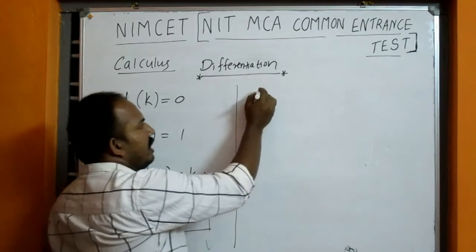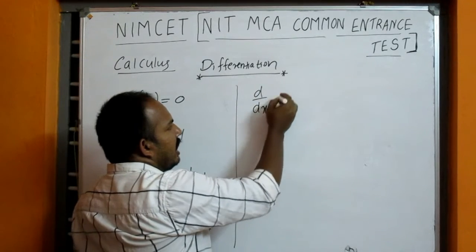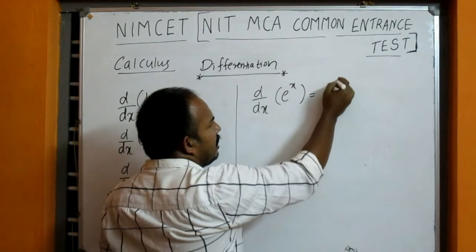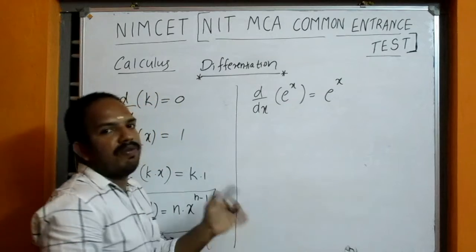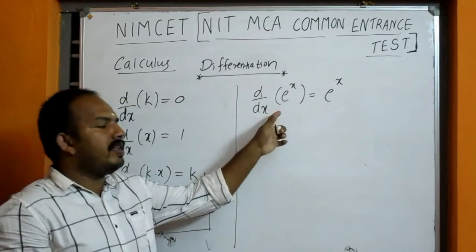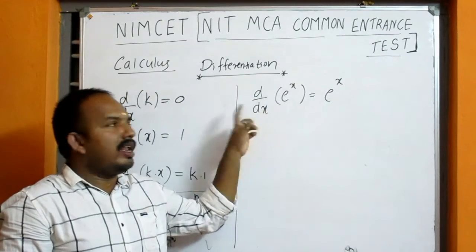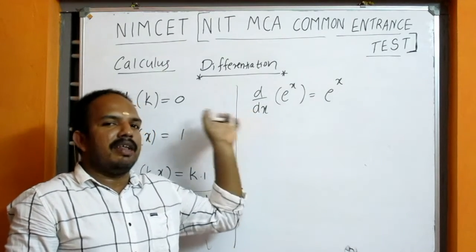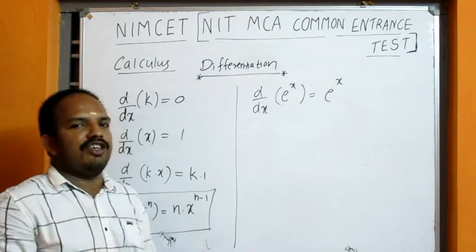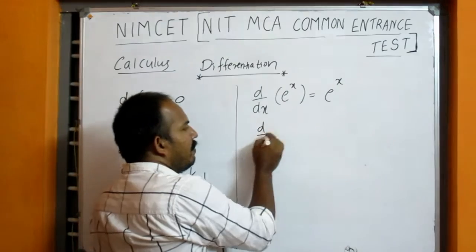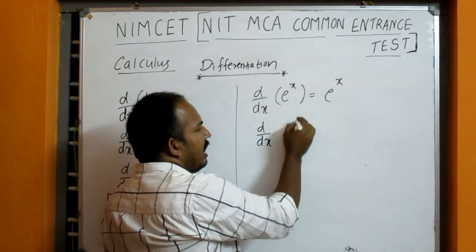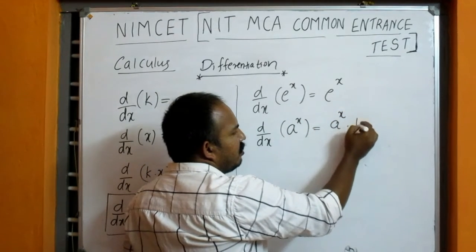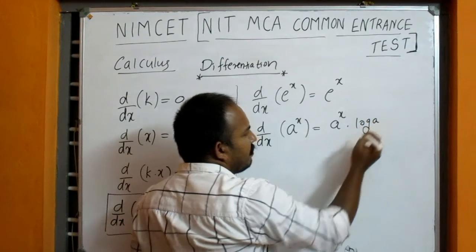D by dx of e raised to x equal to e raised to x. What is the derivative of e raised to x? E raised to x means exponential function. The derivative of an exponential function is exponential. That is, derivative of e raised to x is e raised to x. And d by dx of a raised to x equal to a raised to x into log a.